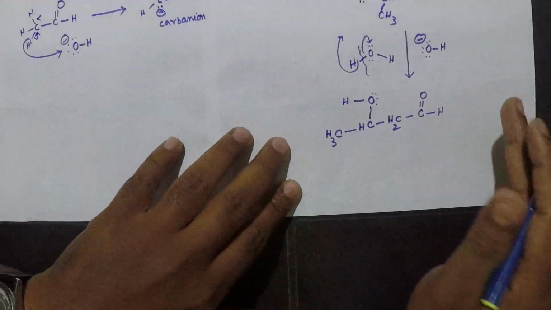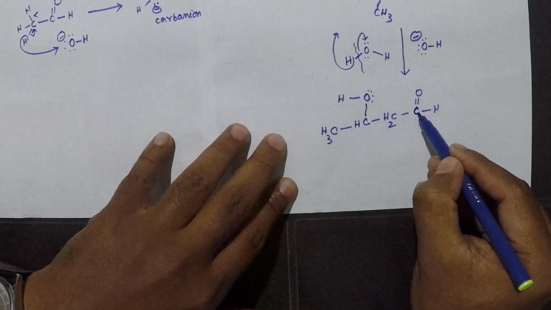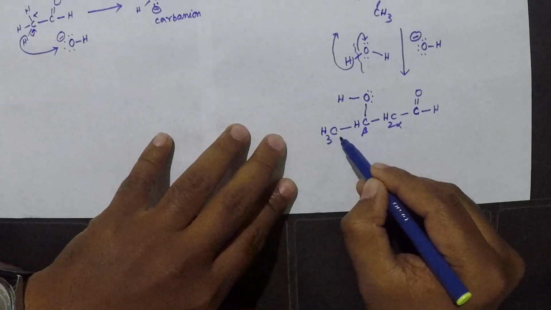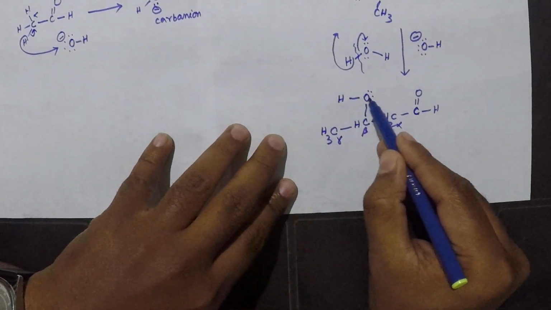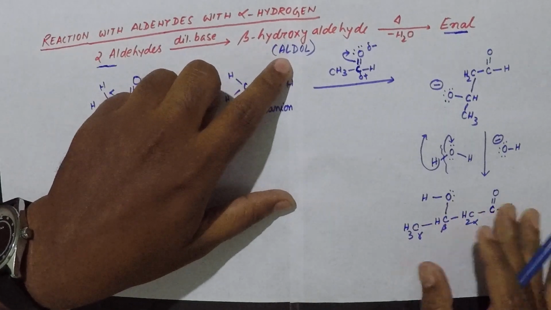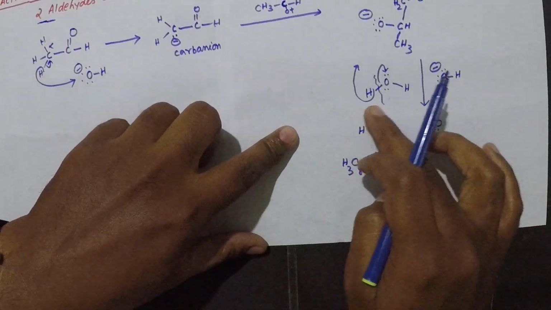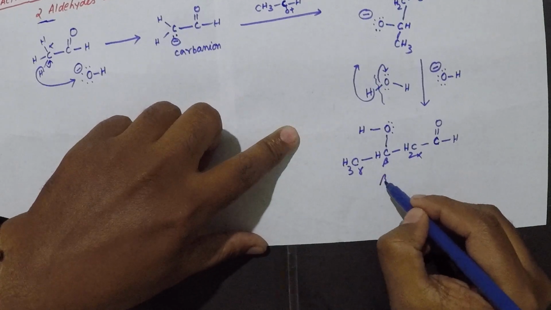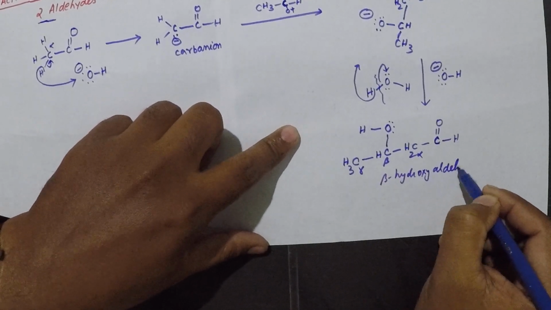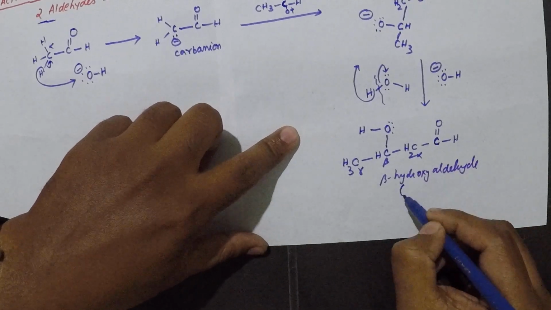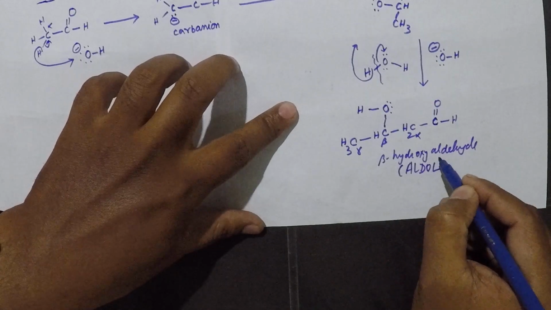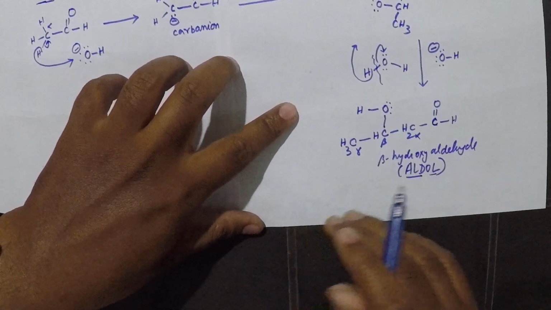So what is this compound you see here? This carbon, right? Carbonyl carbon. This is the alpha carbon. Next carbon is beta carbon. This is gamma carbon. And this beta carbon possesses the hydroxide group. That's why the compound is known as beta hydroxy aldehyde. Aldehyde group and hydroxide group. That's why it is known as beta hydroxy aldehyde, or in common, aldol. ALDOL. AL for aldehyde, OL for alcohol.